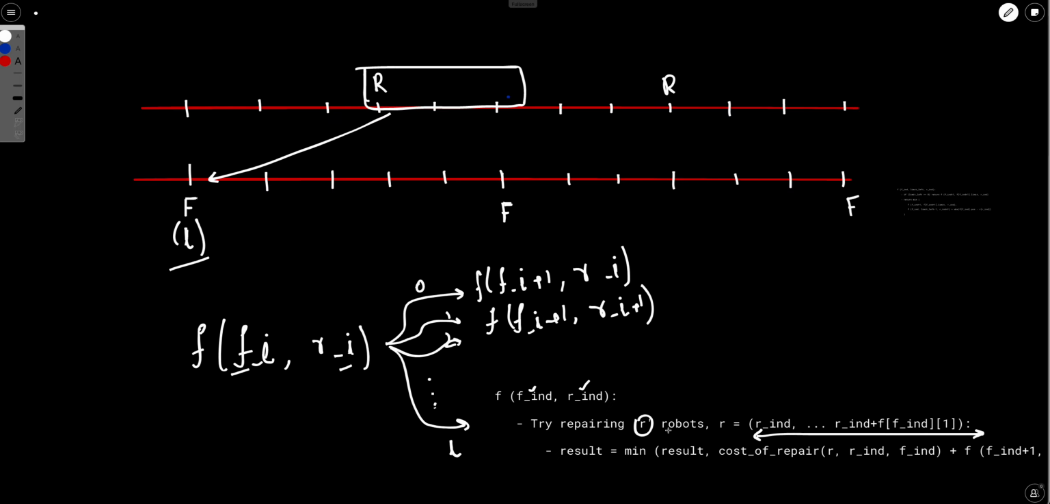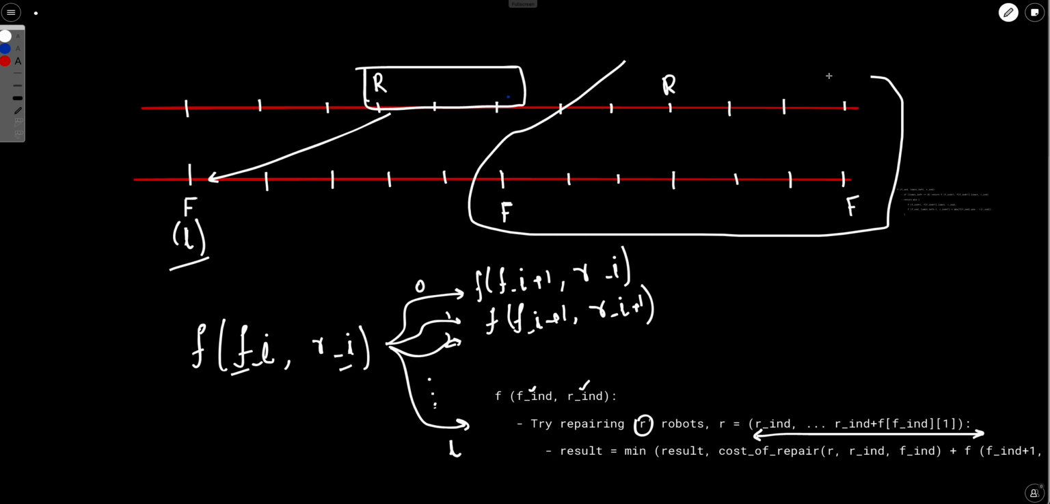For each of these cases, let's say if we repair 1 robot, this will be the new problem, right? But for this robot, we are saying that I will be assigning this to this factory. So you will just add the cost of position of robot I and position of factory I, because this is the cost of repairing this robot, right?